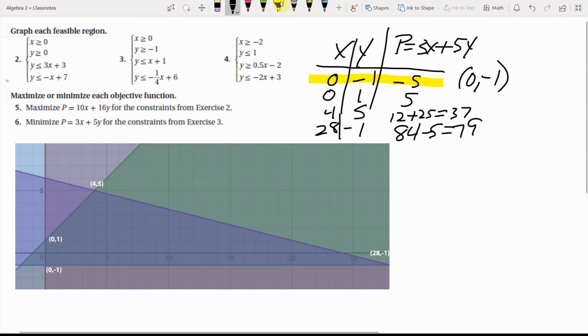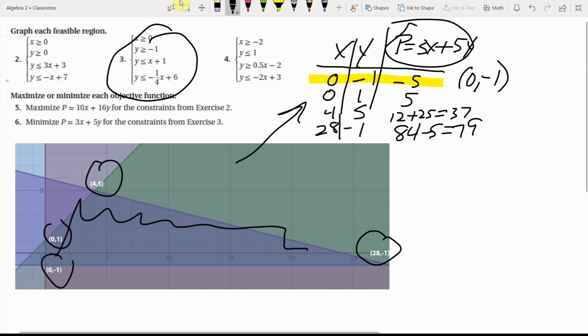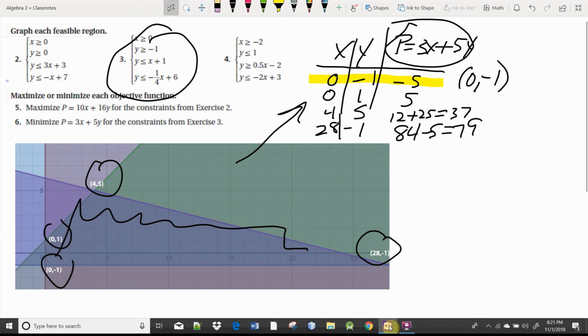So we completed problem number 3, and we minimized it according to the objective function 3x plus 5y. So what did we have to do? We had to graph the equations. Find a feasible region, which is what we did here. Find all the vertices. Plug those vertices into our xy table and evaluate our objective function. So, a lot to do, but that's chapter 3. So we'll go on and we'll do problem number 4 and 7.